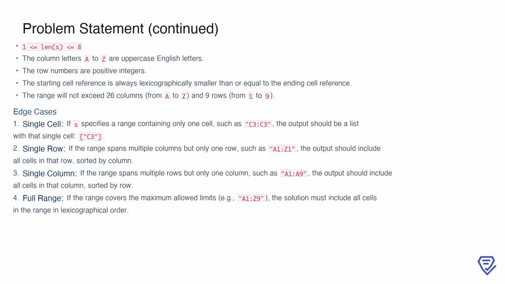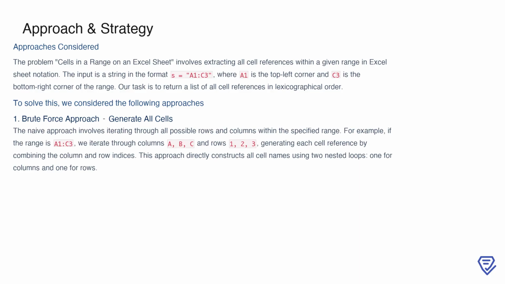To solve the problem Cells in a Range on an Excel Sheet, we need to extract all cell references from a given range specified in a string like A1:C3. Here, A1 represents the top left corner of the range, and C3 represents the bottom right corner. Our goal is to generate a list of all cell references within this range in lexicographical order.